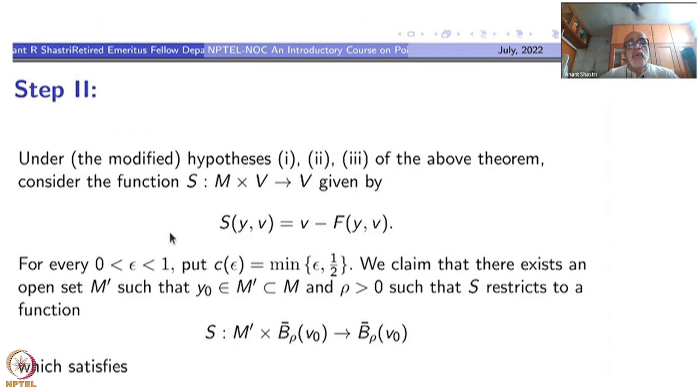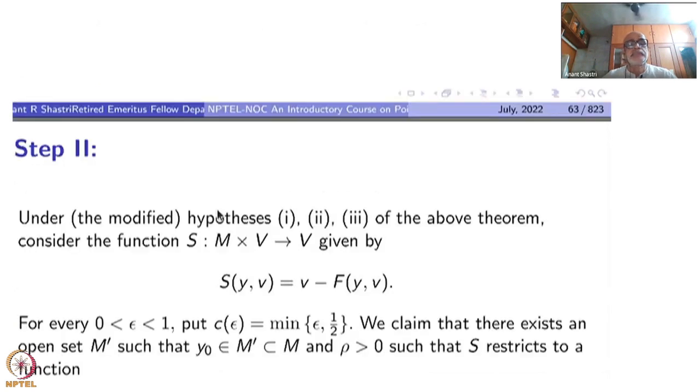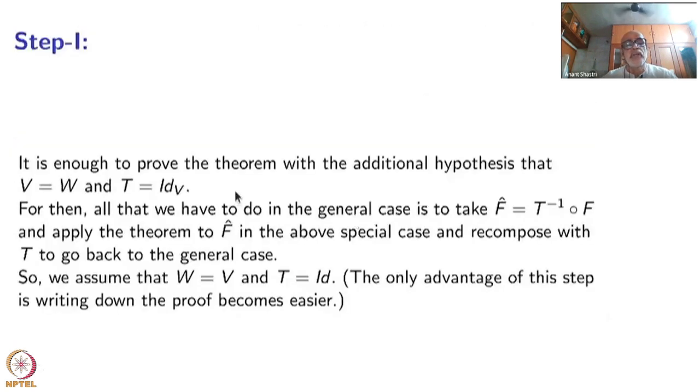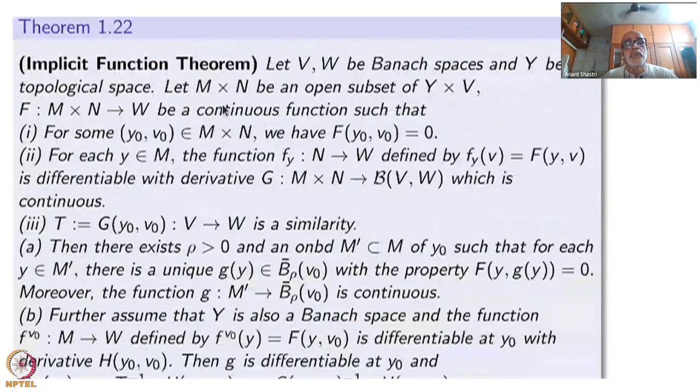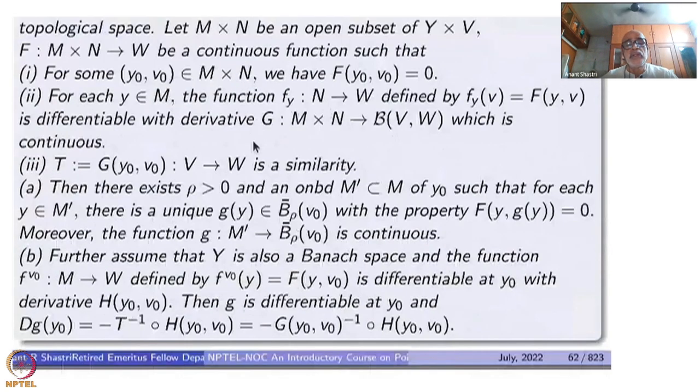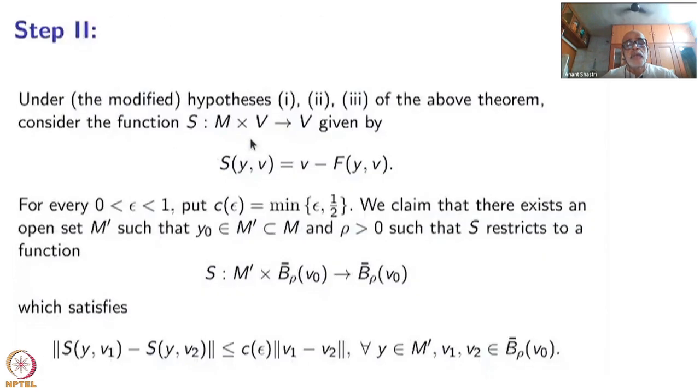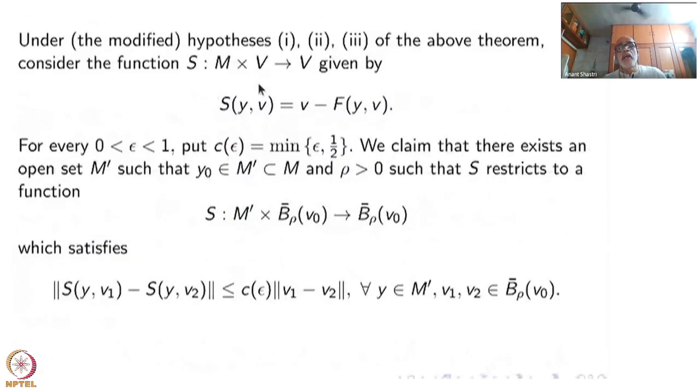Okay. For every point, see, F is defined earlier. F was defined from M cross N, so this function will be defined on M cross N again. For every epsilon between 0 and 1, let us have this short notation, C epsilon, instead of writing all the time the minimum of epsilon and half.